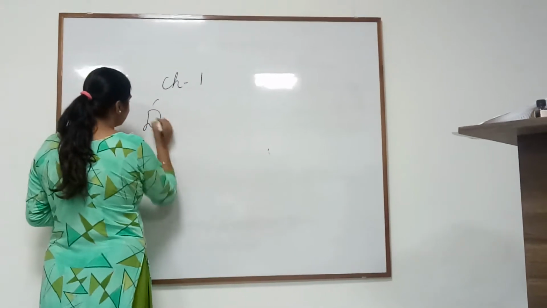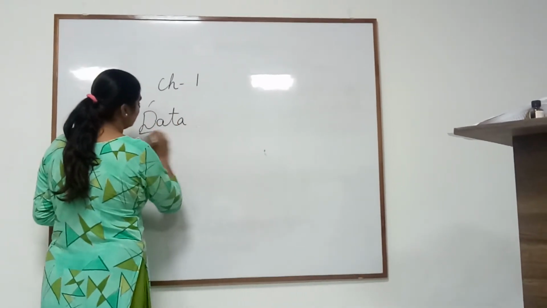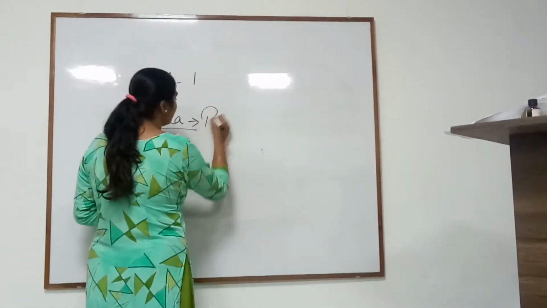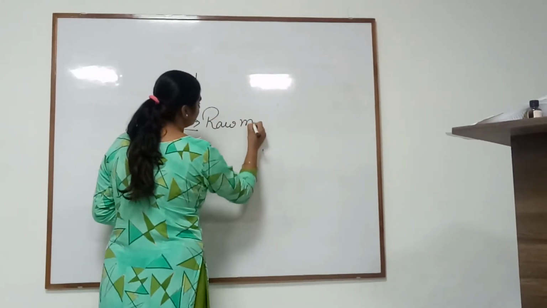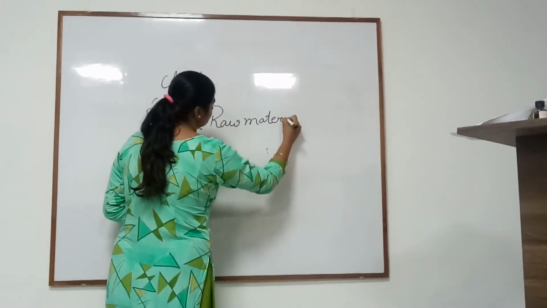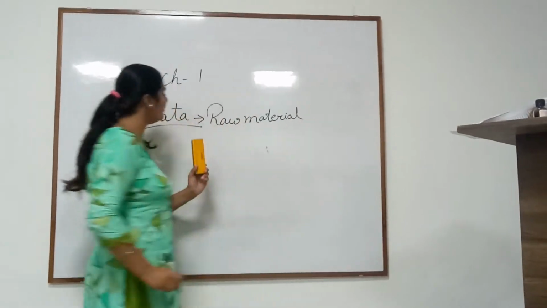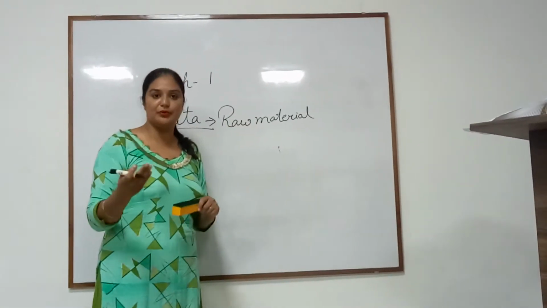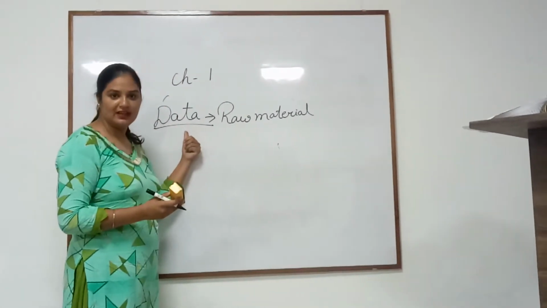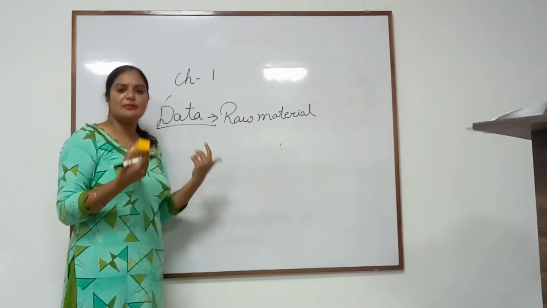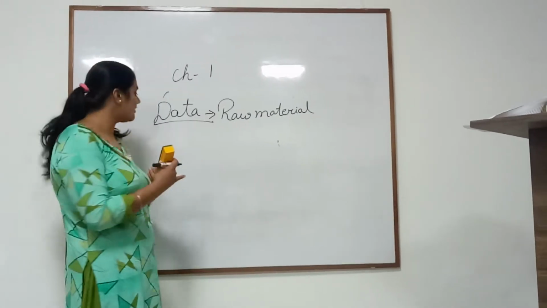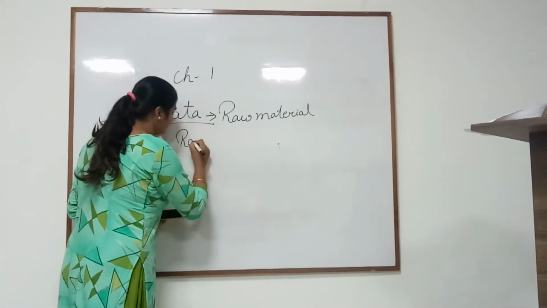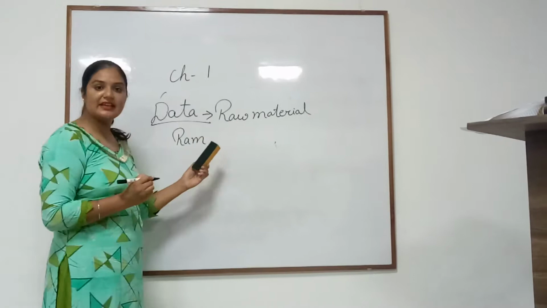The first thing is data. What is data? Basically, data is a raw material. I just mean to say data means raw material. Whatever we firstly enter in the computer, that is known as a data. It may be numbers, symbols, characters, anything. Suppose we entered Ram. This is a character, right?